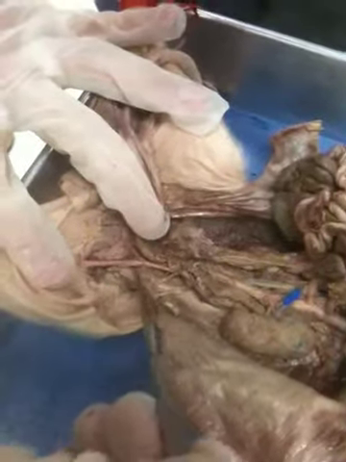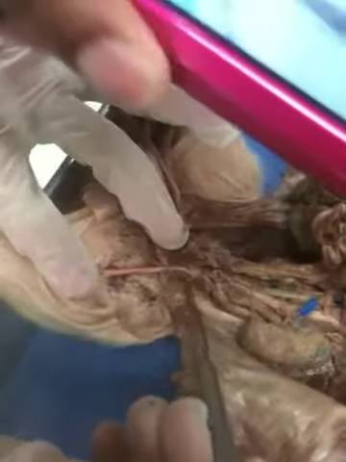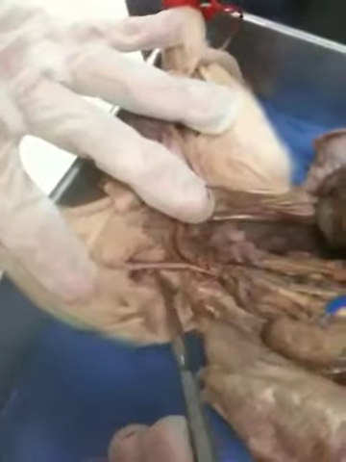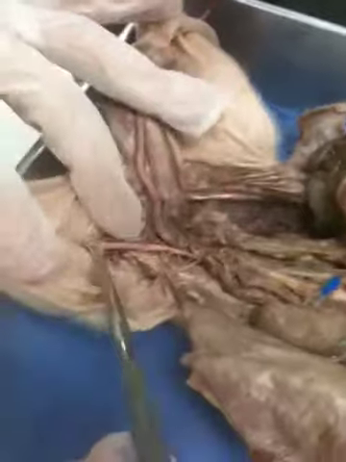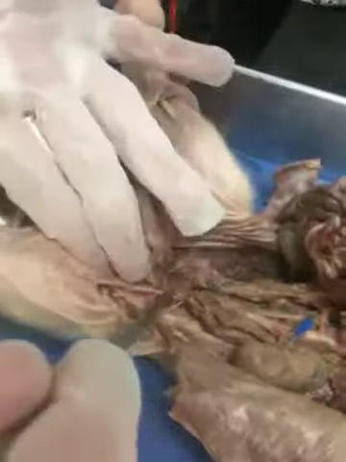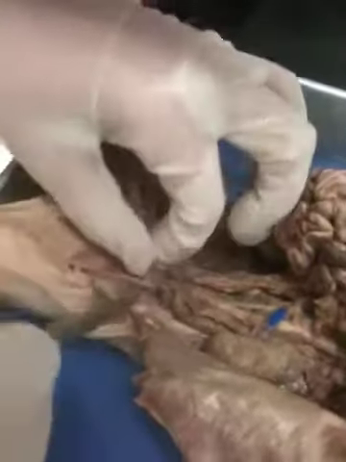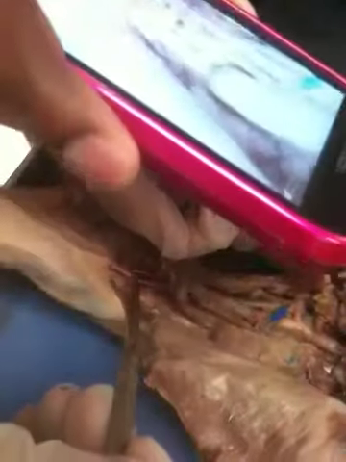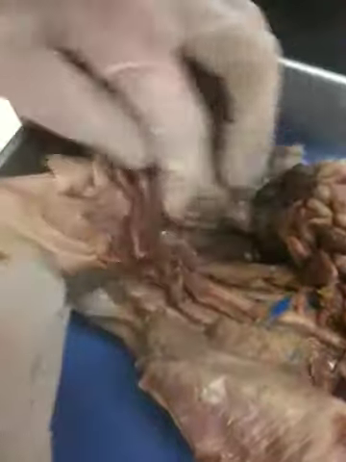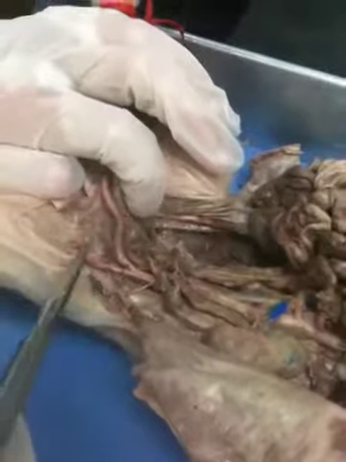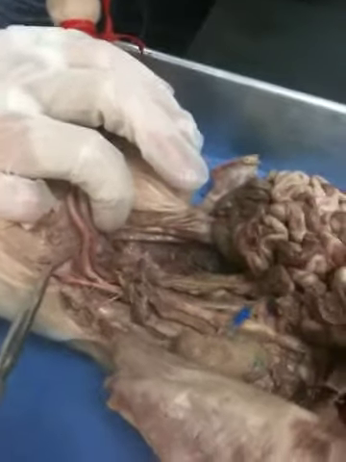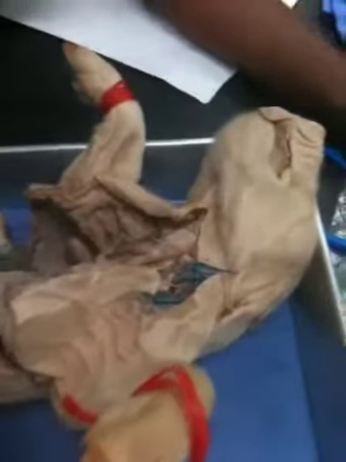Then the external iliac turns into the femoral, and then the deep femoral, which is in the leg. And then we have the internal iliac, which is really deep under that. And that's it. So now we go into the inferior vein. Okay, so the veins now.